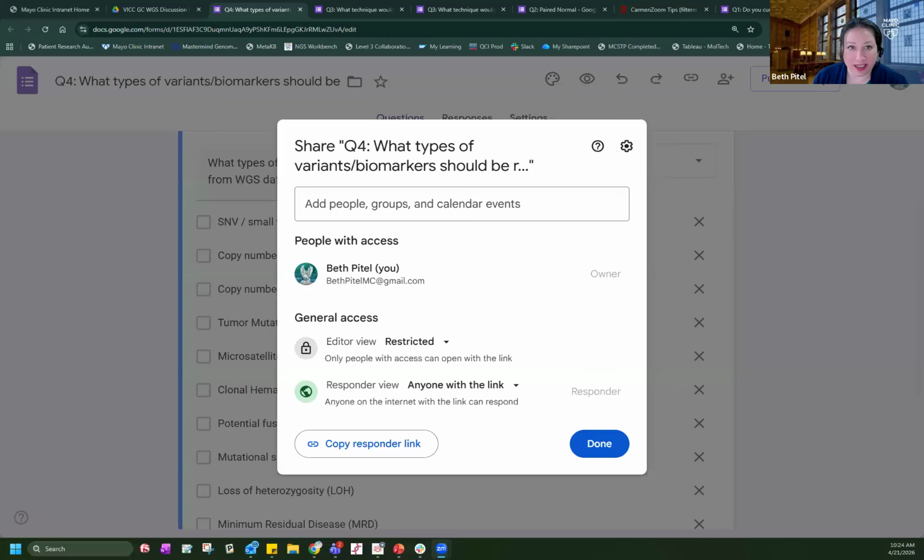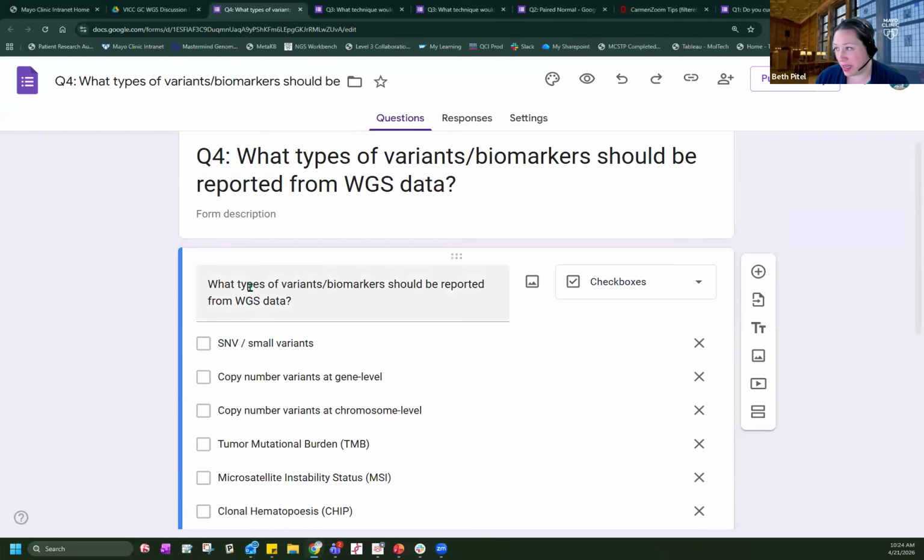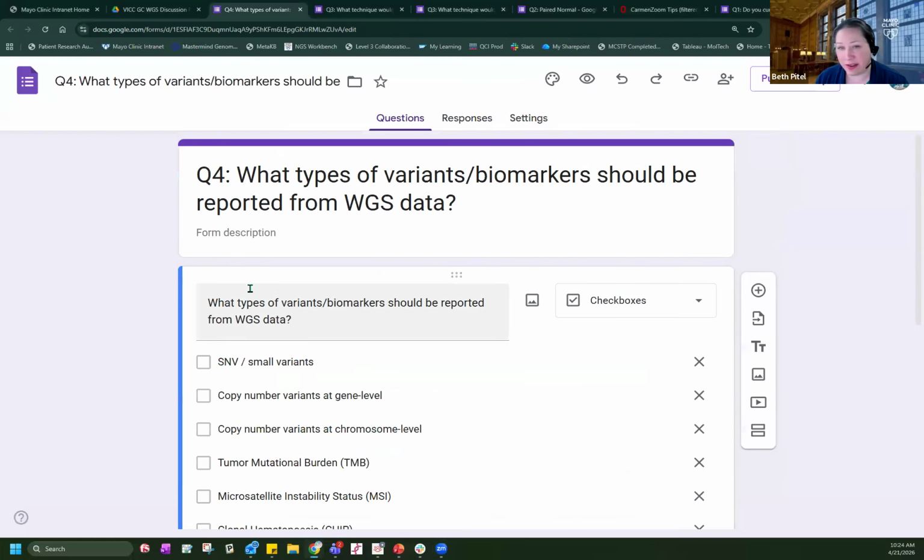All right. So take your time with this one. It has a number of different checkboxes with different types of data that can be derived from a whole genome.